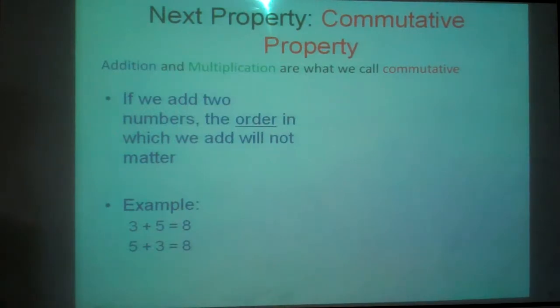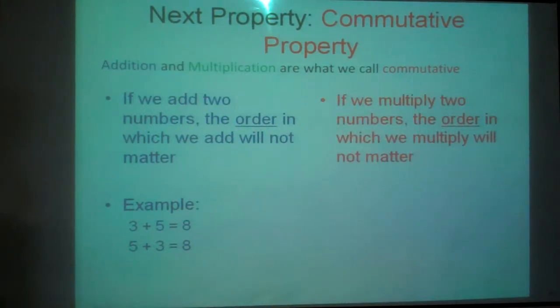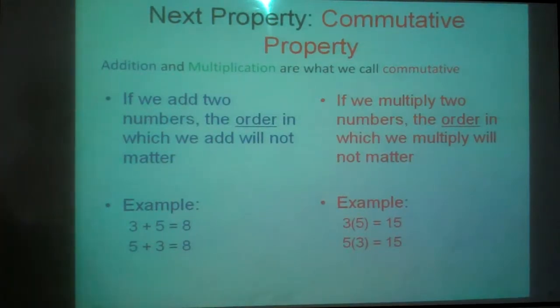So this is also true for multiplication. If we multiply two numbers, the order in which we multiply will not matter. So let's use 3 and 5. 3 times 5 is 15, but 5 times 3 is also 15. Okay? So the commutative property is all about the order of your numbers. If the order of your numbers switches, it's probably going to be the commutative property.